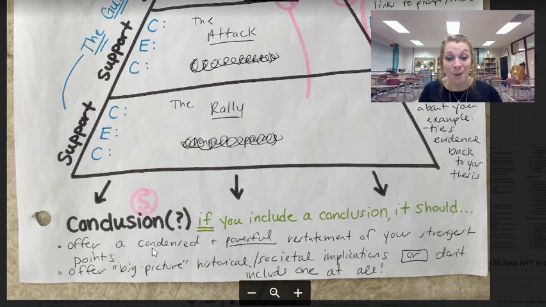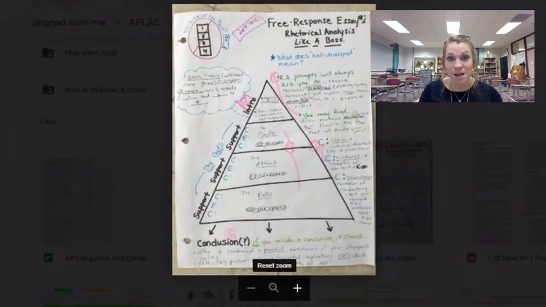So here are your options. Basically, you have 3 options, and if you feel like your rally paragraph is very strong, I wouldn't even include one. It's just going to waste some time, and it's not going to give you that much.